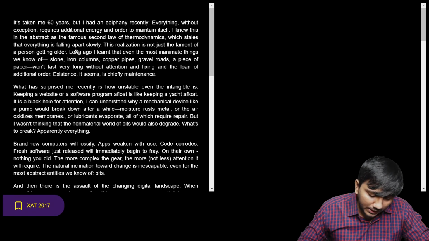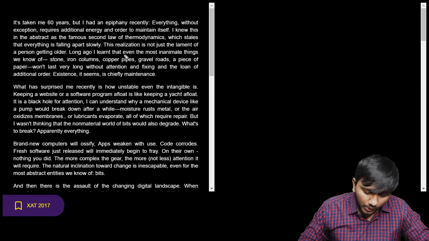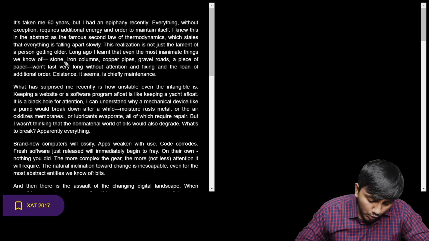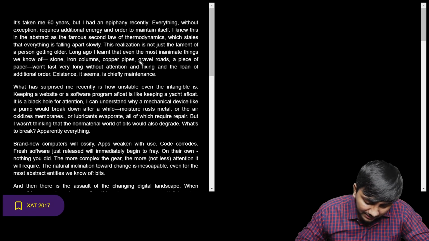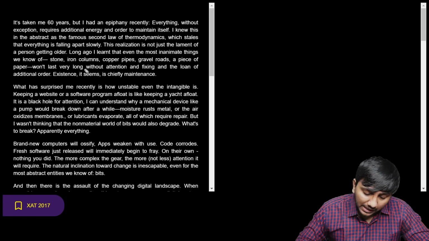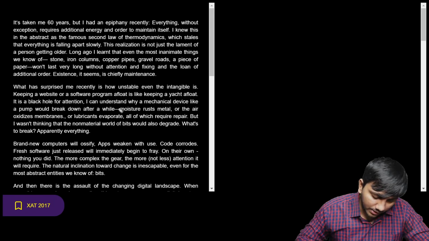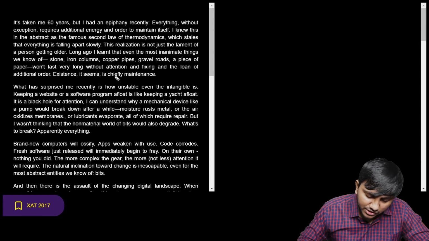that everything is falling apart slowly. This realization is not just the lament of a person getting older. Long ago, I learned that even the most inanimate things we know of, stone, iron columns, copper pipes, gravel roads, a piece of paper, won't last very long without attention and fixing and the load of additional order. Existence, it seems, is chiefly maintenance.